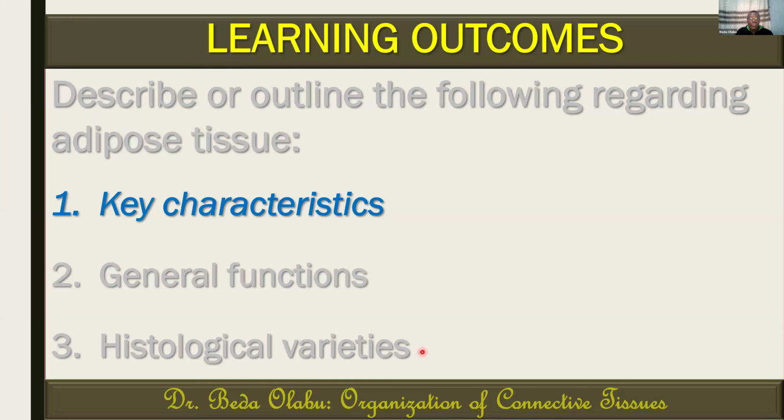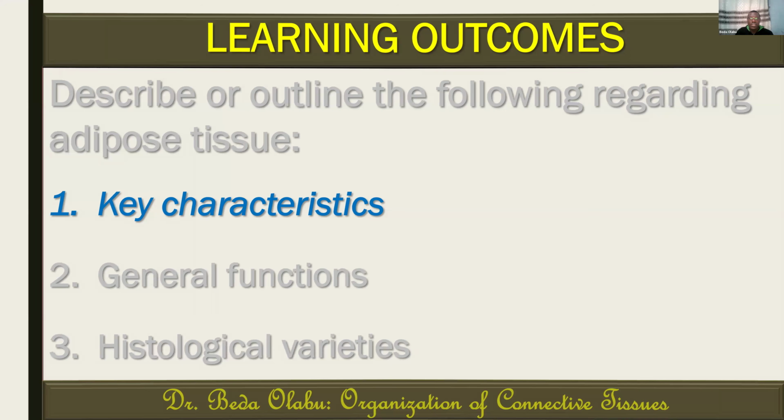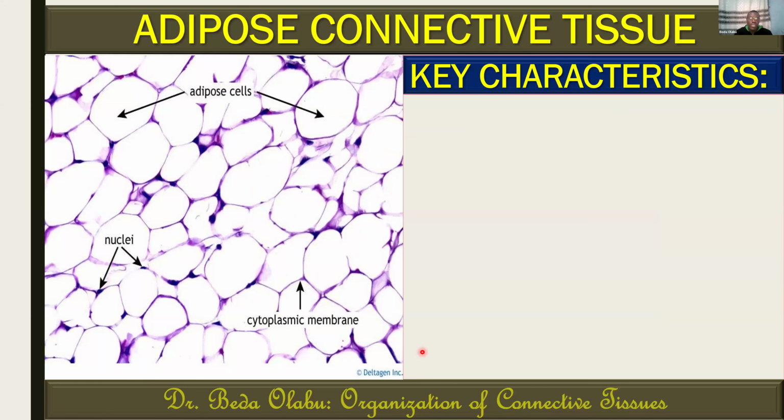Let's begin with the first one, key characteristics of adipose tissue. The image in front of you shows you how adipose tissue looks histologically. The cells you're seeing there are the ones we call the adipocytes. And we can see they vary in sizes. They're closely packed, and very thin membranes, so to speak, separate adjacent cells.